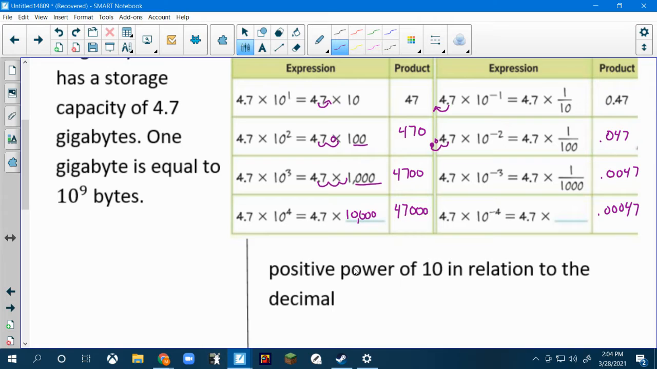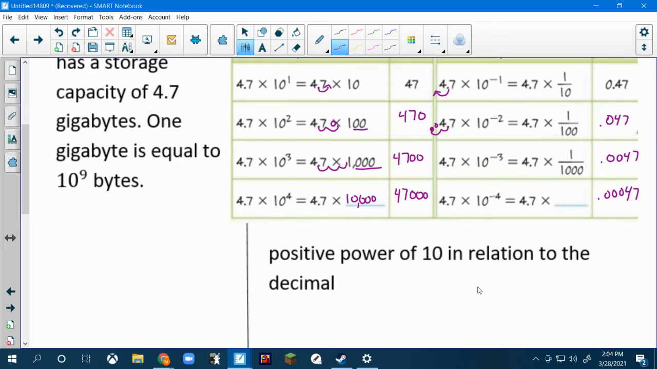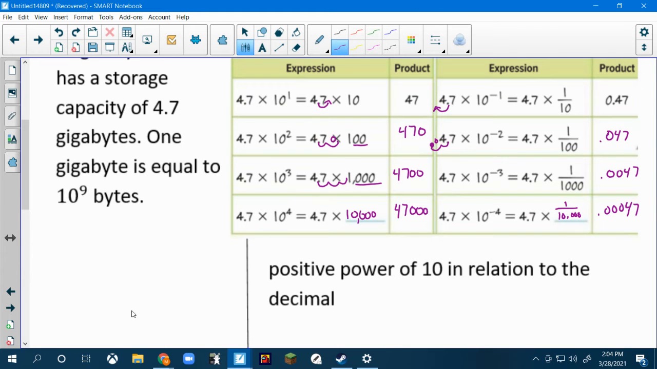The positive power of 10 is in relation to the decimal. A negative power of 10 is in relation to the decimal. We keep moving. This would be 1 over 10,000. Hope you did a great job there. Next page here.